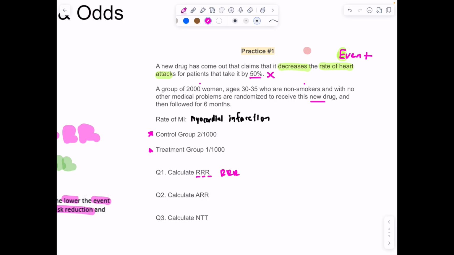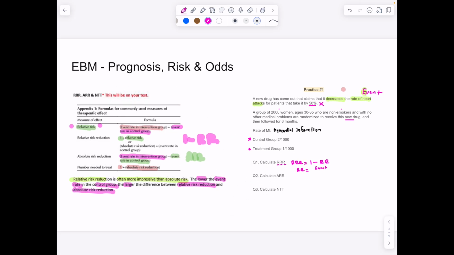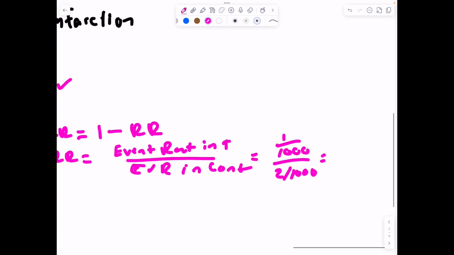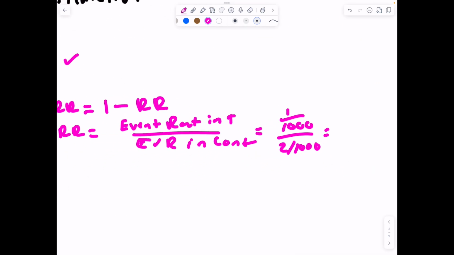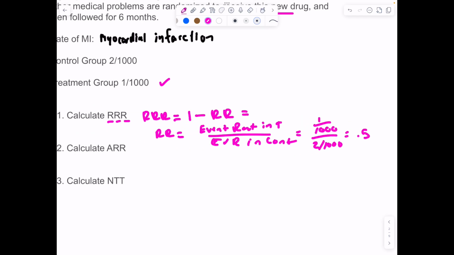Well, relative risk reduction is equal to 1 minus relative risk, and relative risk is equal to the event occurrence in the treatment group, so event rate in treatment divided by event rate in control. And so this is our treatment group, 1 over 1,000 divided by 2 over 1,000. And so that ends up being 0.5. So our relative risk is 0.5. And so our relative risk reduction is 1 minus 0.5, or 50%.